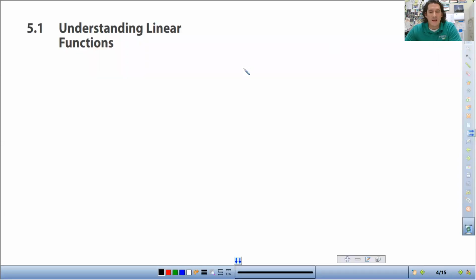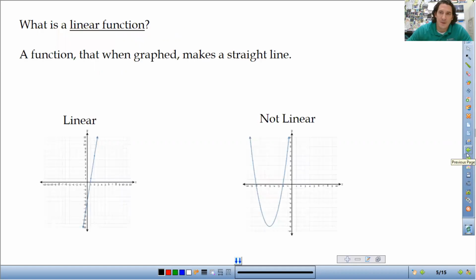All right, IM1 classes. Today we're talking all about linear functions. We already know what functions are. We did that last unit. And so now we're going to talk about what makes a function a linear function. So what is a linear function?